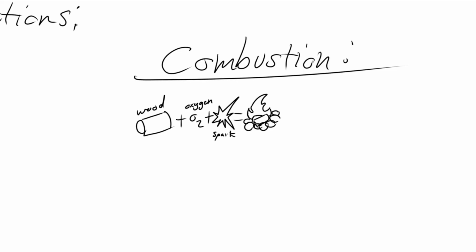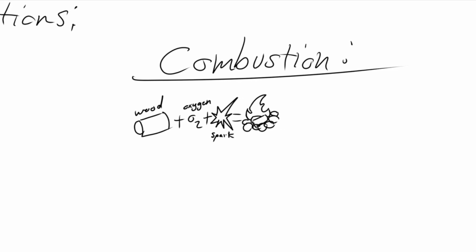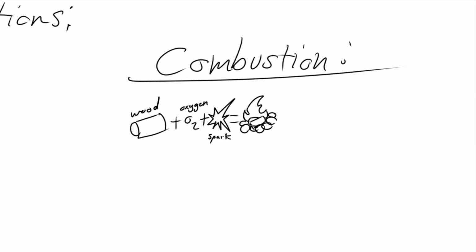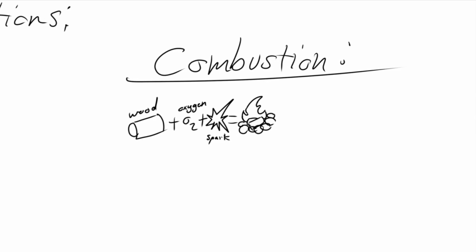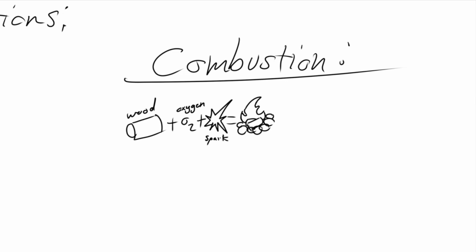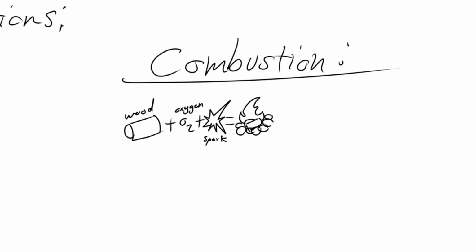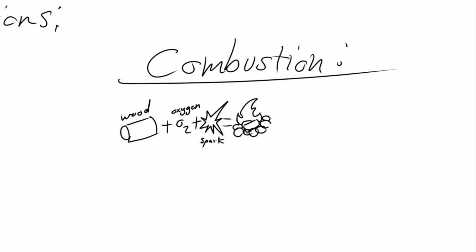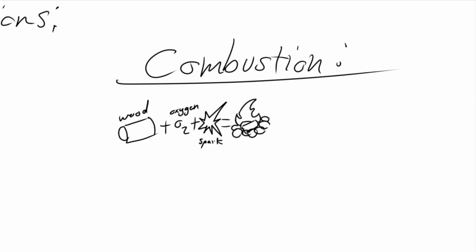The last type is a combustion reaction, which is all about burning. A combustion reaction occurs when a substance reacts quickly with oxygen, releasing heat and light. These reactions are responsible for much of the energy we use in daily life, from warming our homes to powering vehicles. A classic example of combustion is a campfire.